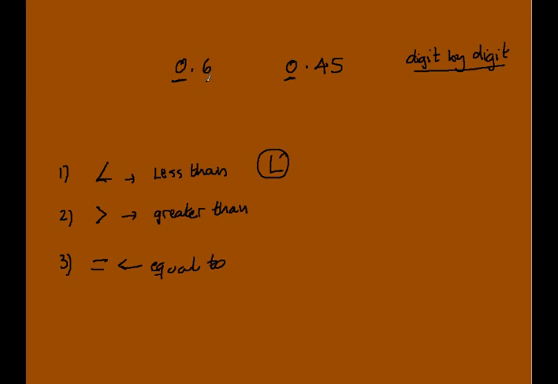So we move on to 6 and 4. Now can I compare them? Yes. What can I say about 6? Is 6 less than 4 or is 6 greater than 4? We know that 6 is greater than 4. And which symbol are we going to use for greater than? This symbol here. So that's the reason why 0.6 is greater than 0.45. That's how you can compare these two decimal numbers.